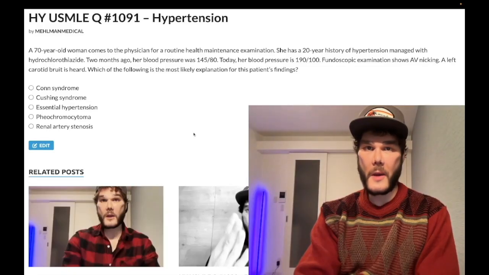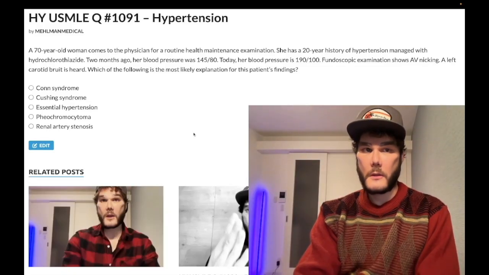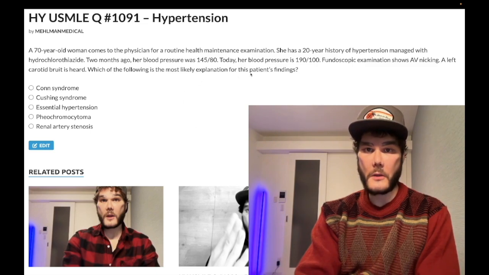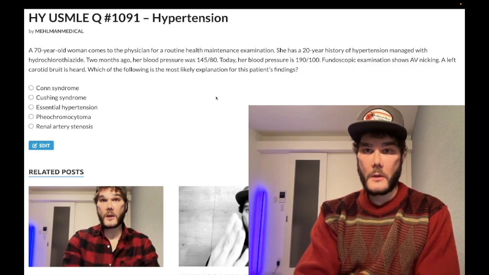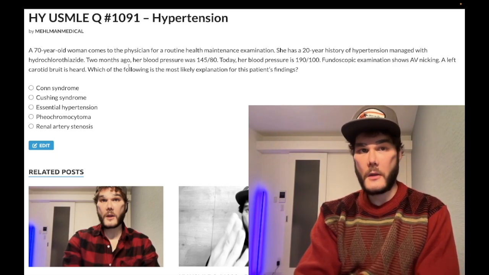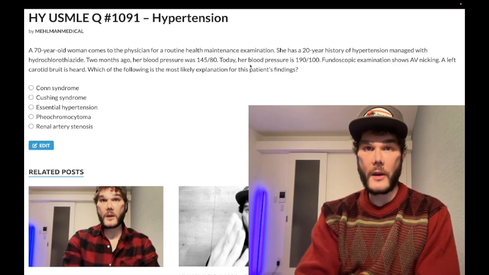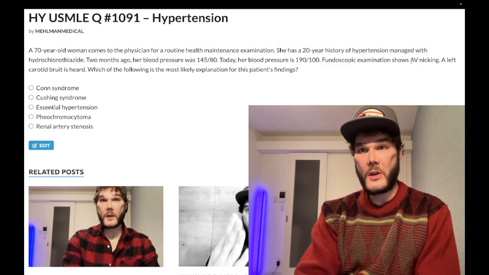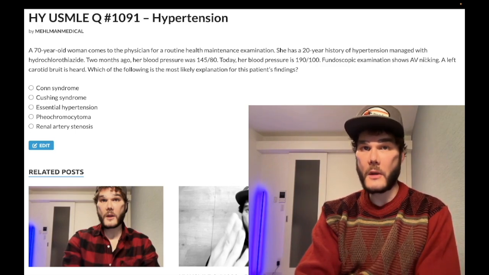How's it going, guys? We have a fast little question for hypertension, cardiovascular, Step 1, FM, IM, 2CK. A 70-year-old woman has a 20-year history of, you'd never guess it, hypertension, managed with hydrochlorothiazide. Two months ago blood pressure was 145/80, today 190 over 100, and eye examination shows AV nicking. You need to memorize that this just means hypertensive retinopathy.